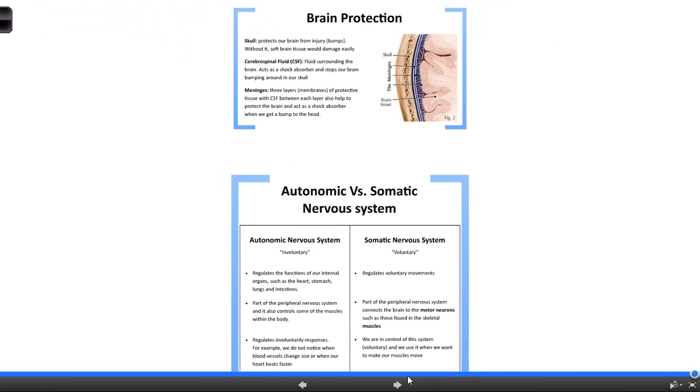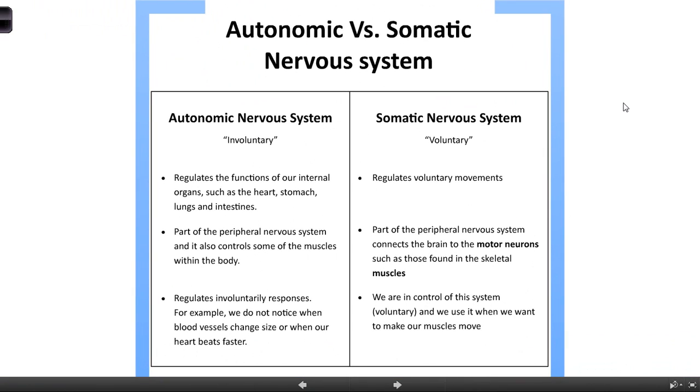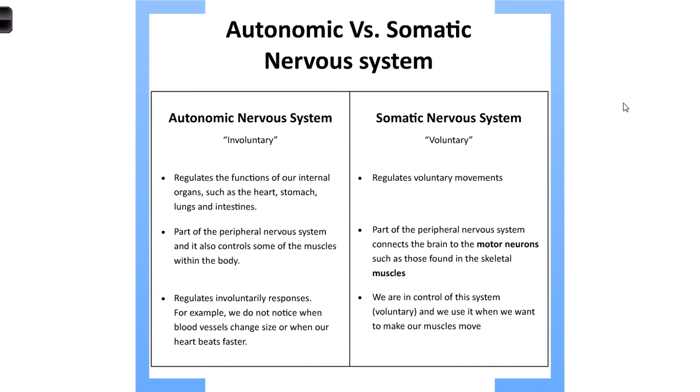Okay, in this tutorial, I'm going to talk about the autonomic versus the somatic nervous system. We've looked at different parts of the nervous system. We can also divide it into these two parts. These are essentially considered parts of the peripheral nervous system. The autonomic nervous system is all the things that are controlled involuntarily. What that means is these are the things that are controlled without us thinking about it.